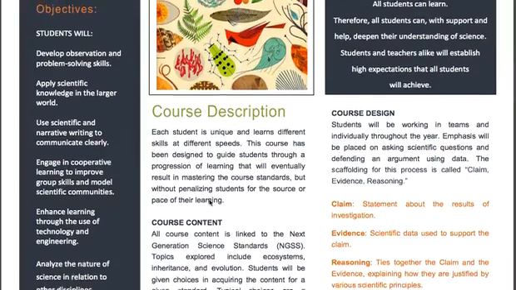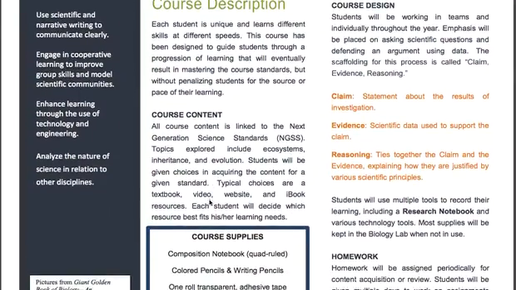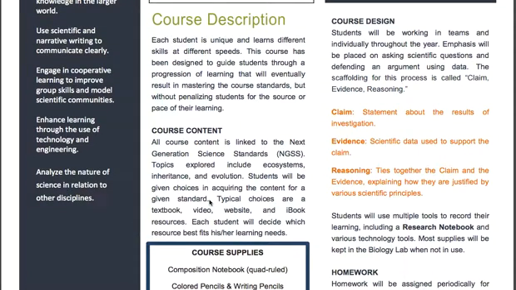In general, though, for the course itself, we're going to look under the course description here. So I firmly believe that each student is unique and learns skills at different speeds. So I've designed the Honors Biology class to guide students through a progression of learning that eventually will result in mastering the course standards without penalizing students for the source or pace of their learning. So in other words, students will get multiple chances at showing that they've learned something, and just because some students learn faster than others doesn't mean that those students that learn more slowly are going to get penalized for that or have a lower grade because of that.